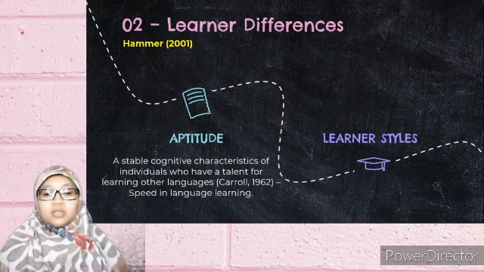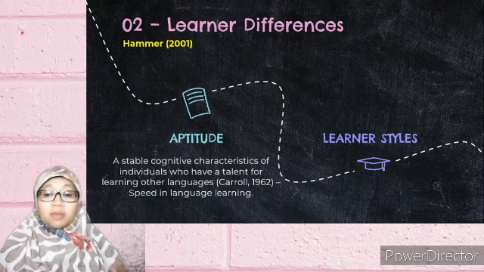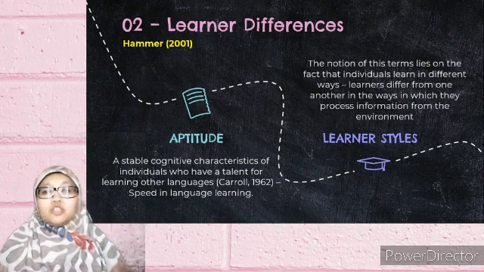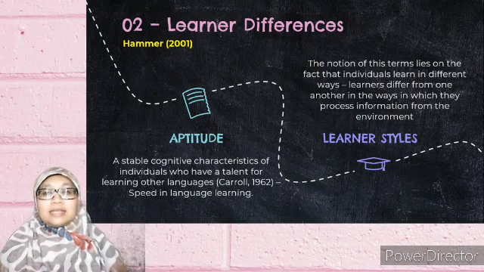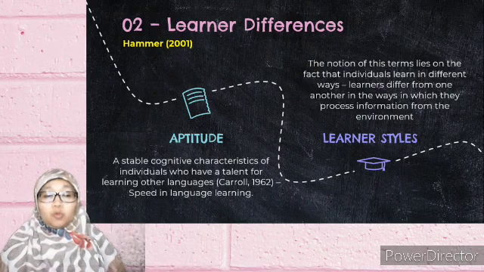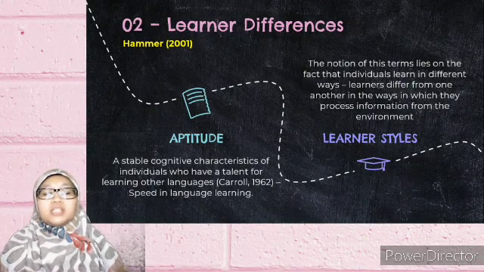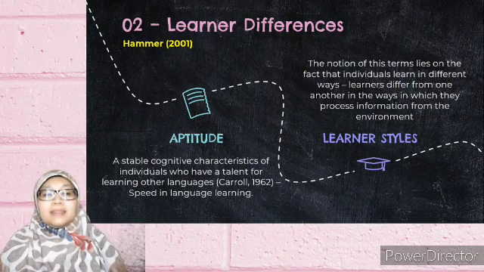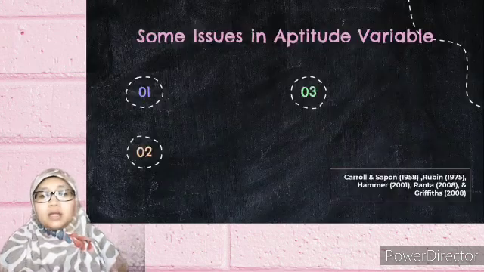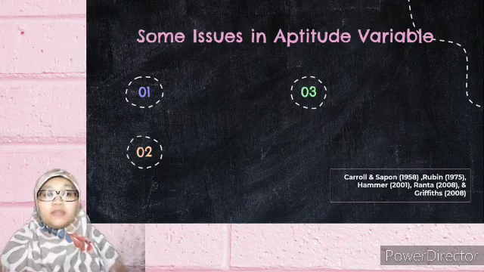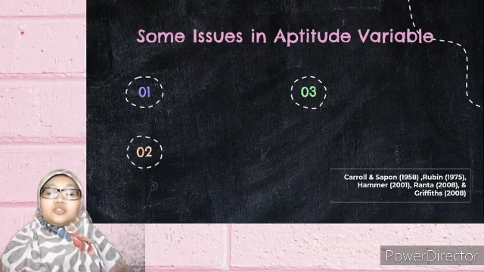Well, actually, the learner styles have already been explained by my friend, so here I will only re-highlight the items. The notion of these terms lies in the fact that individuals learn in different ways. Learners differ from one another in the ways in which they process information from the environment. According to Carroll and Sapon, Rubin, Horner, Ranta, and Griffith, there are some issues in aptitude variables.